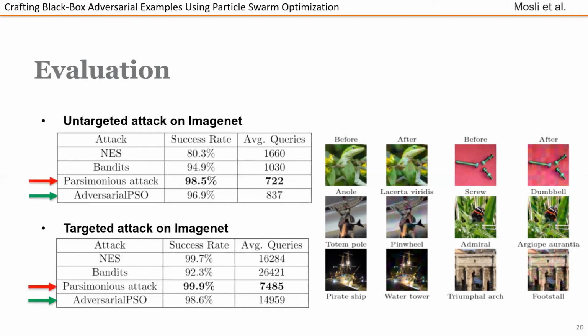The AdversarialPSO attack outperformed NES and bandits in the untargeted setting, both in terms of success rate and number of queries, and performed very closely to the state-of-the-art, which is the parsimonious attack. In the targeted setting, AdversarialPSO outperformed bandits in both metrics and only slightly trails NES in success rate while outperforming it in the number of queries.